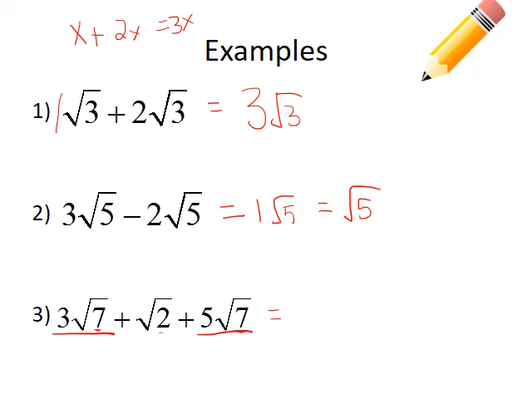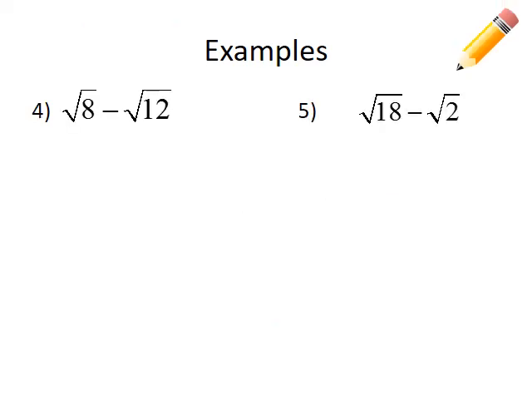If we have 3 roots of 7 and 5, add that together, that'll give us 8 roots of 7. And then we can't condense the square root of 2, so we just have to leave that as a plus square root of 2. Okay, so those last 3 examples were easy to combine because the radicals were already simplified. Now we're going to look at 2 examples where our radicals are not in the simplified form.